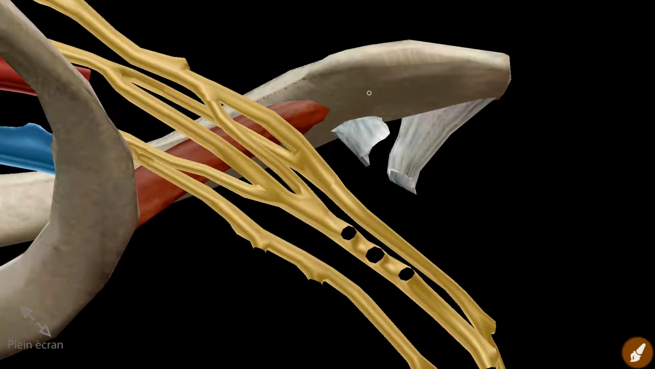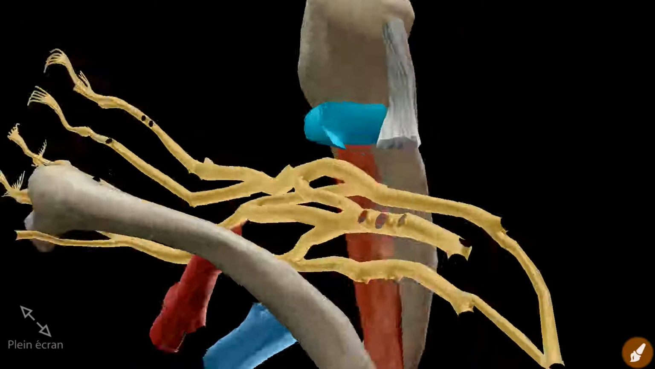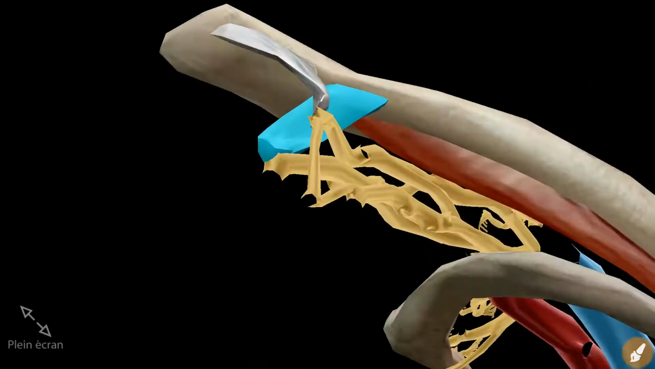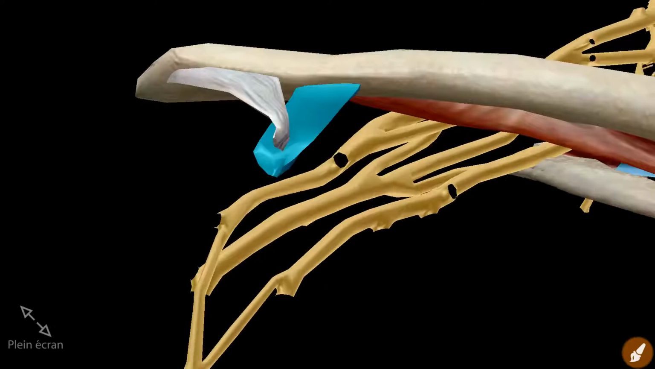Here we see the conoid tubercle, which is found on the lateral end of the clavicle and is located posteriorly. It is the attachment point of the conoid ligament. However, the trapezoid line leads laterally from the conoid tubercle and it is an attachment for the trapezoid ligament.